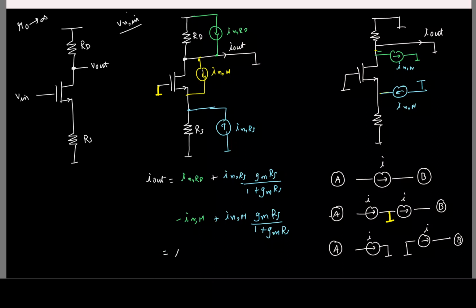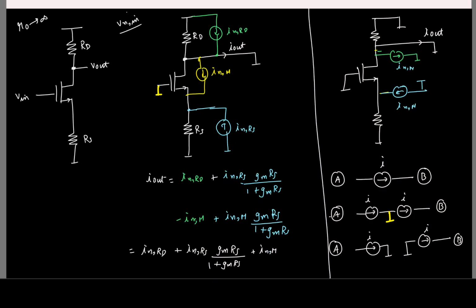So I simplify it, I'll have basically INRD plus I'll have RS that's scaled by GMRS by 1 plus GMRS, and I'll push it here. Plus due to the transistor, what is the ratio? Basically -1 plus this fraction, that becomes 1 by 1 plus GMRS. Okay.